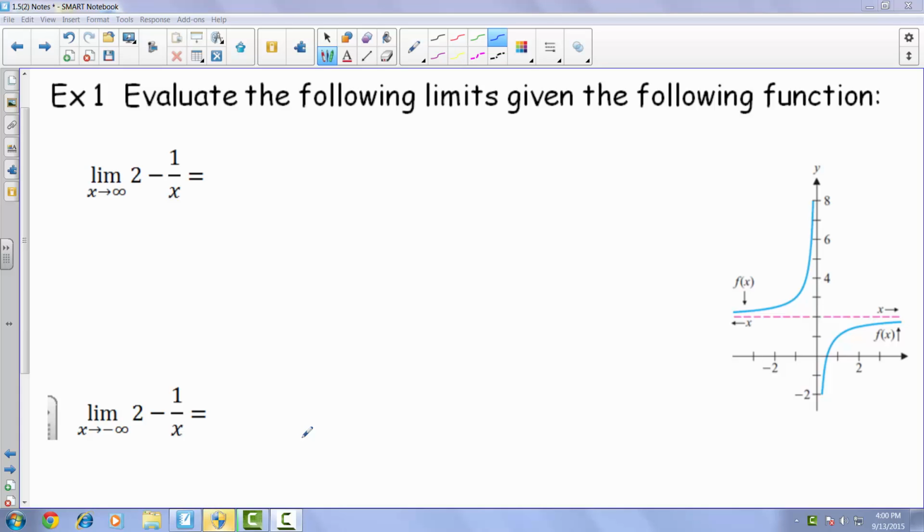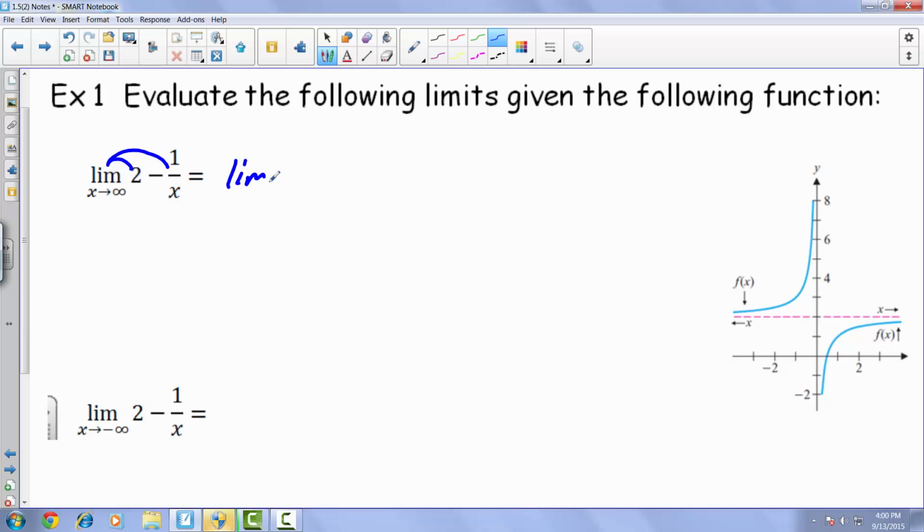Now we're going to actually have the opportunity to use our theorem that we just saw to evaluate some of the following limits. We notice that we're taking the limit as x goes to infinity of 2 minus 1 over x, and here is a picture pretty much of that function. Now, according to properties of limits, we can go ahead and break these up into their own limits.